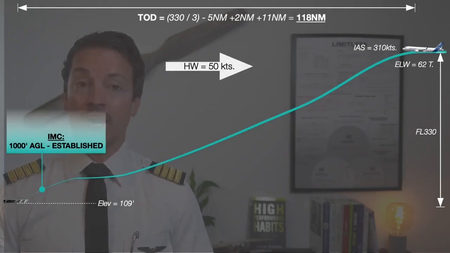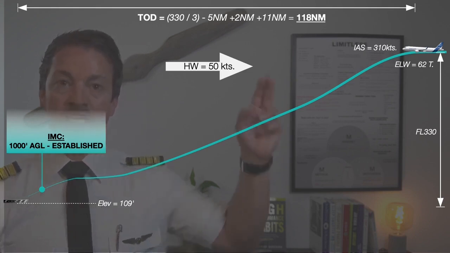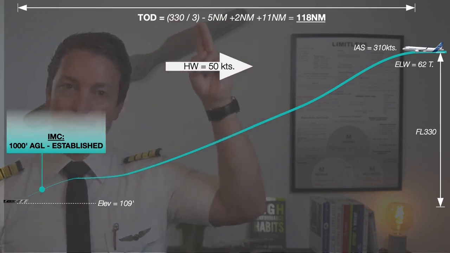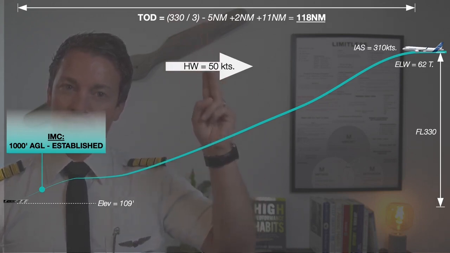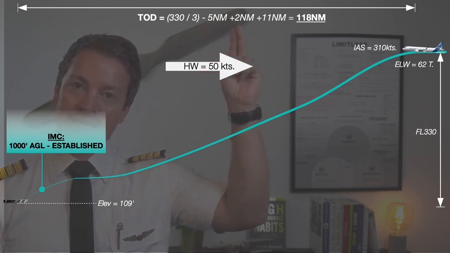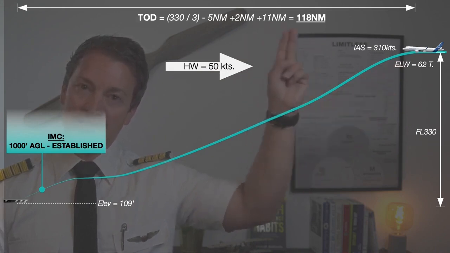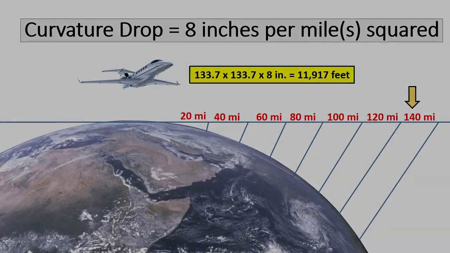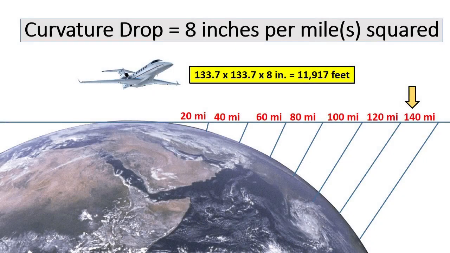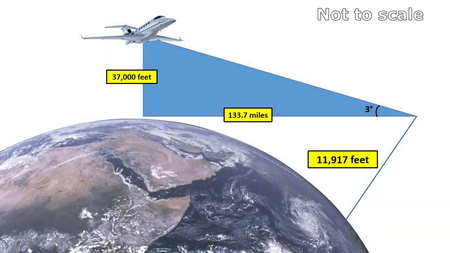But in determining top of descent and descent management, and as we already discussed, a pilot does consider the elevation of the airport, the traffic pattern altitude, which is typically around 1,000 feet. The pilot makes adjustments for wind direction and weight of the aircraft. But a pilot never makes an adjustment for the curvature drop. Do you see what would happen if we lived on a globe and the pilot did not consider curvature drop? In our example, the runway would be 11,917 feet lower than the pilot originally calculated.